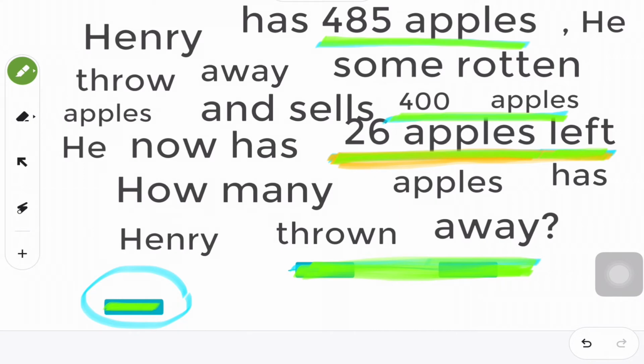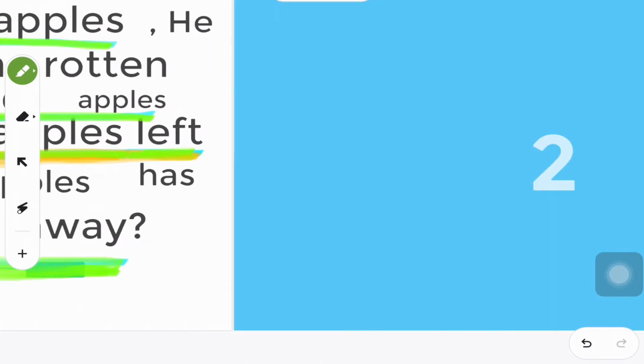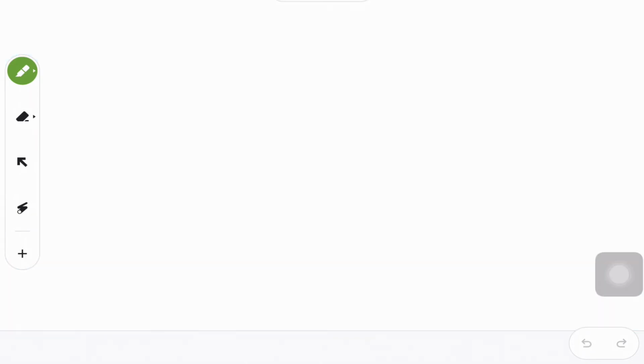So now look into this. First, I want you to read any word problem 2 or 3 times to first know the content of it, and then we are going into that problem. He had 485 apples. Okay. And we don't know how much he threw away, but he sold 400 apples.